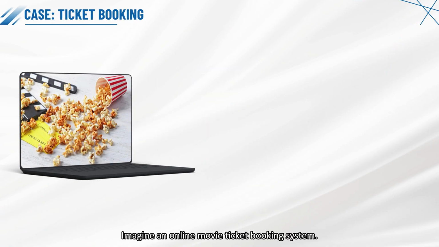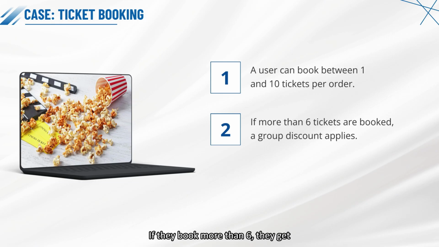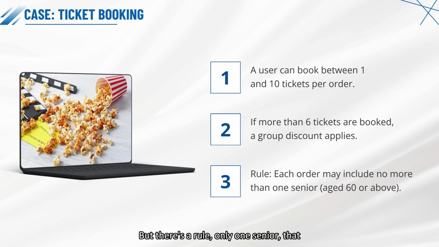Imagine an online movie ticket booking system. Customers can book 1 to 10 tickets per order. If they book more than 6, they get a group discount. But there's a rule: only one senior, that is, age 60 or above, is allowed per order.